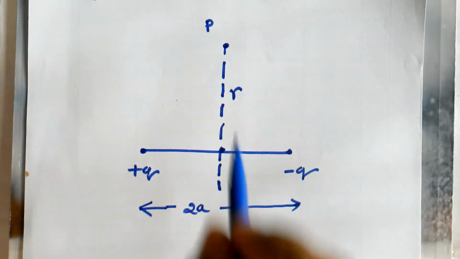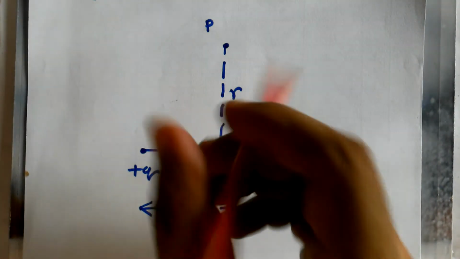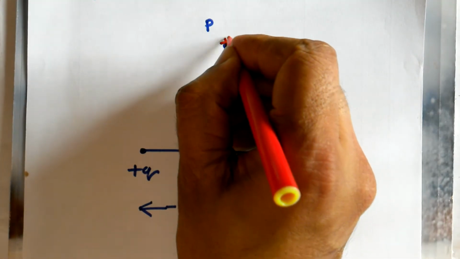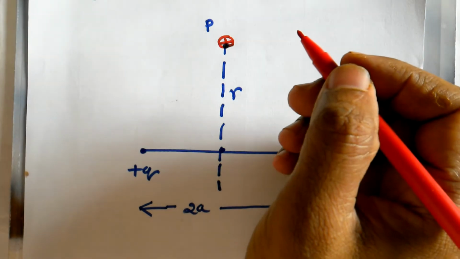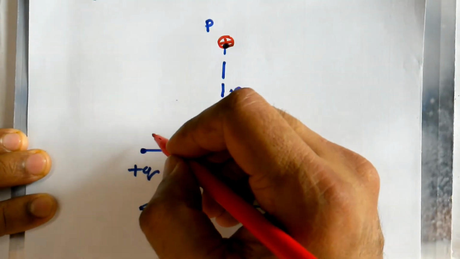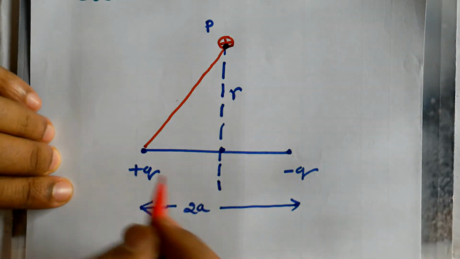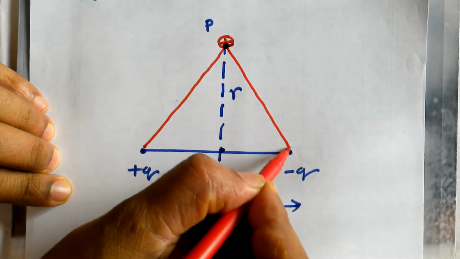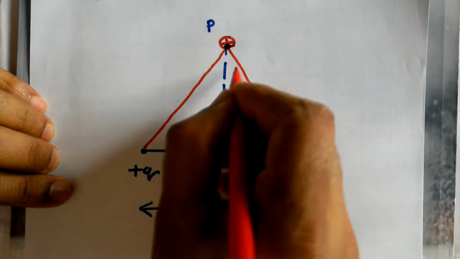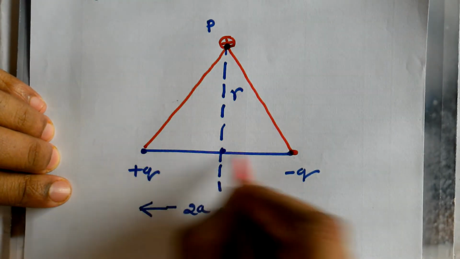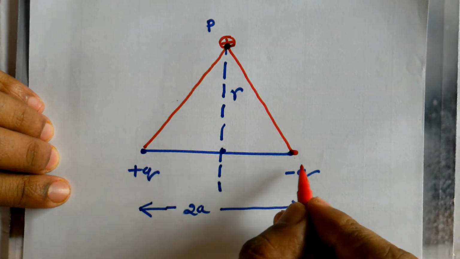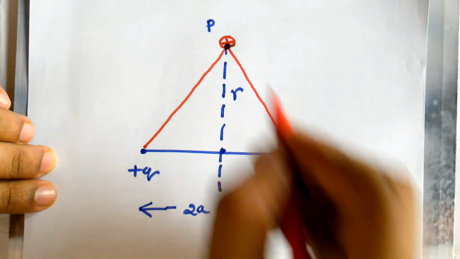Now, join the 2 points. I have to place a test charge here in order to find out what is the strength of the field. Unit positive charge. Now, join these 2 points. So let this be a distance from plus q, and this is an equal distance from minus q. We know that these two are equal because this is the perpendicular bisector. It passes through the midpoint of the two charges. So this distance and these distances are equal.